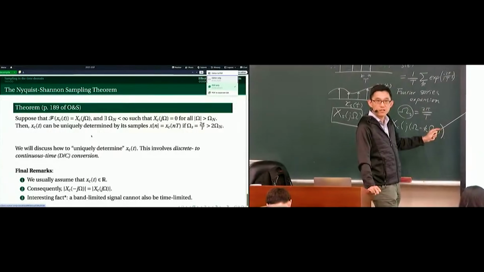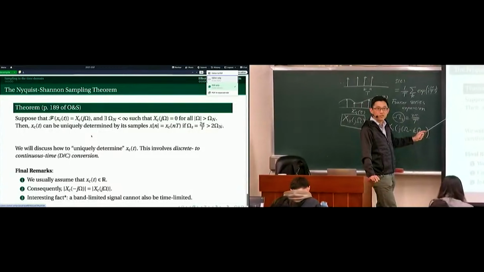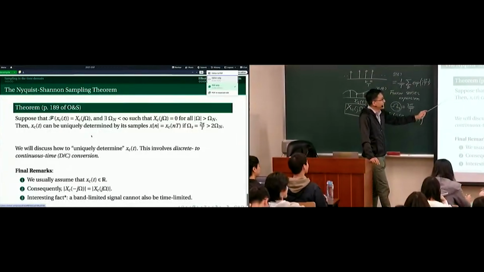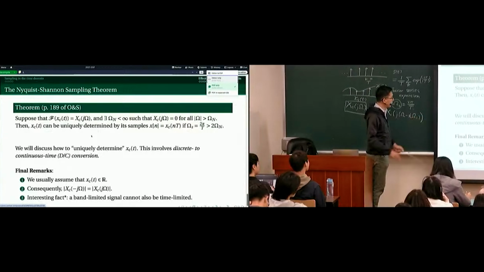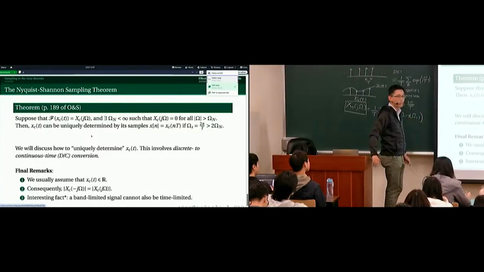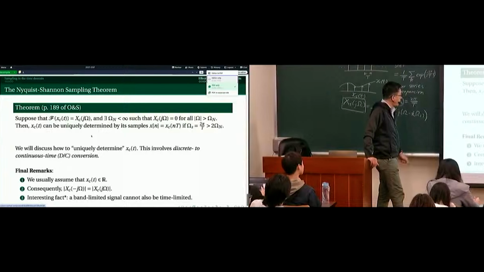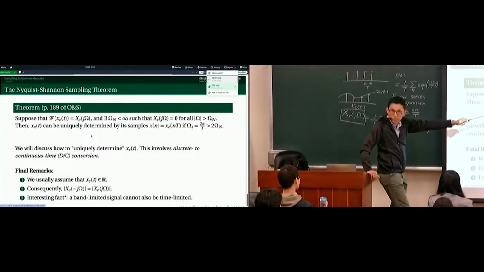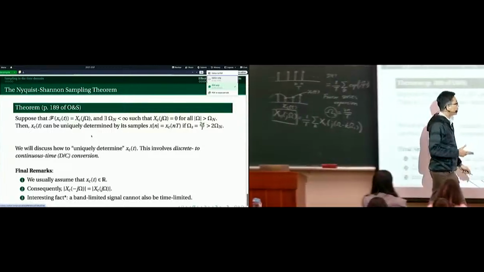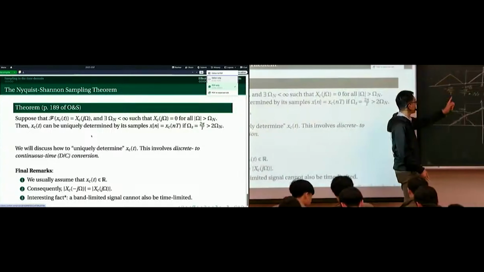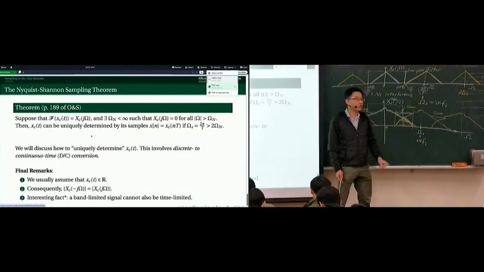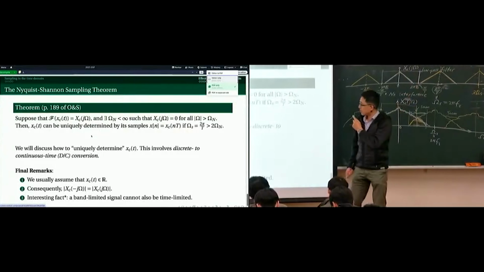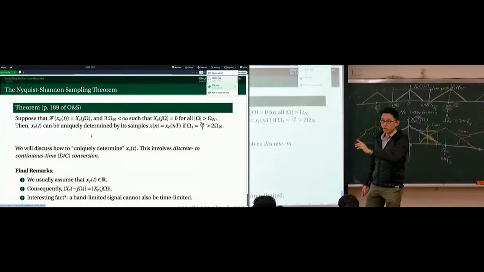Anyway, I'm pretty sure this is a clearly stated theorem in the textbook, and we'll talk about how to uniquely determine how to get back our signal by low-pass filtering. The way we are going to recommend is to apply a low-pass filter with a cutoff frequency right at the Nyquist rate. So we'll do that maybe next week or in a moment.